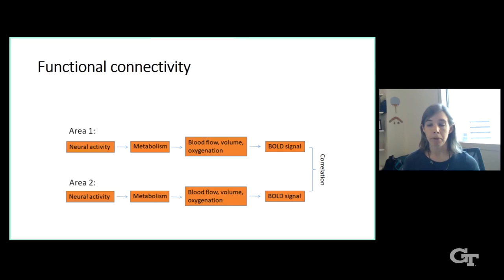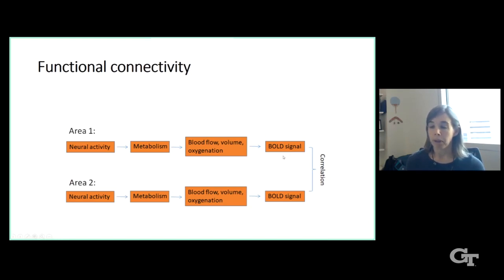The way that people have been analyzing this data for about 20 years now is to look at correlation. So the idea is that we've got this chain of events in two different areas, right? We have neural activity, which leads to metabolism, which leads to these changes in hemodynamics, which leads to our MRI signal, also known as the BOLD signal, for blood oxygenation level dependence.